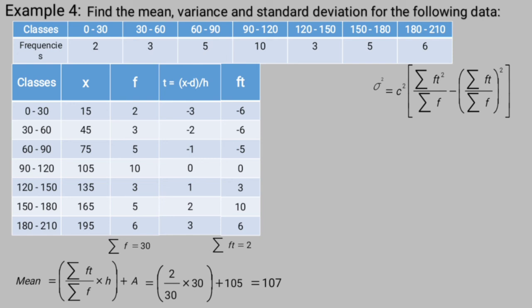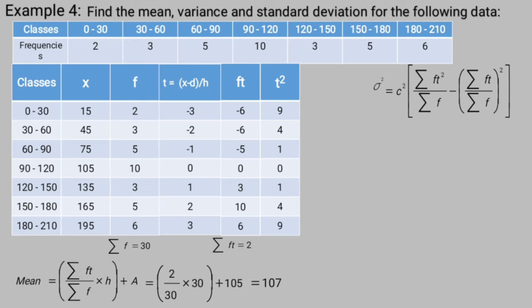And next I am going to find variance. What is variance? Variance is sigma ft square by sigma f minus sigma ft by sigma f the whole square. So I need ft square. For that find t square. That is t square is t into t. So minus 3 into minus 3 is 9. Minus 2 the whole square is 4. Minus 1 the whole square is 1. 0 square. 1 square is 1. 2 square is 4. 3 square is 9.